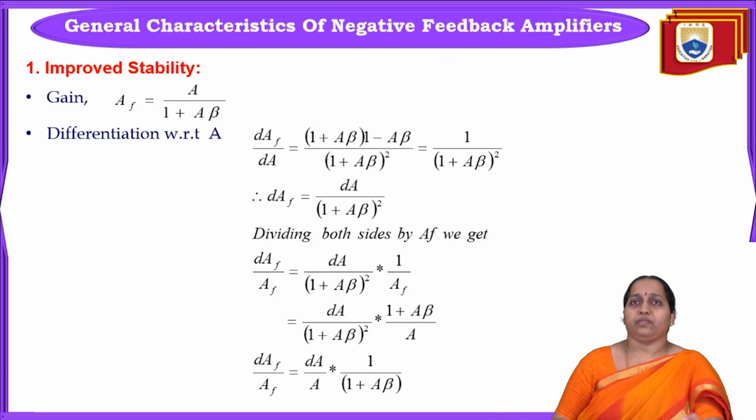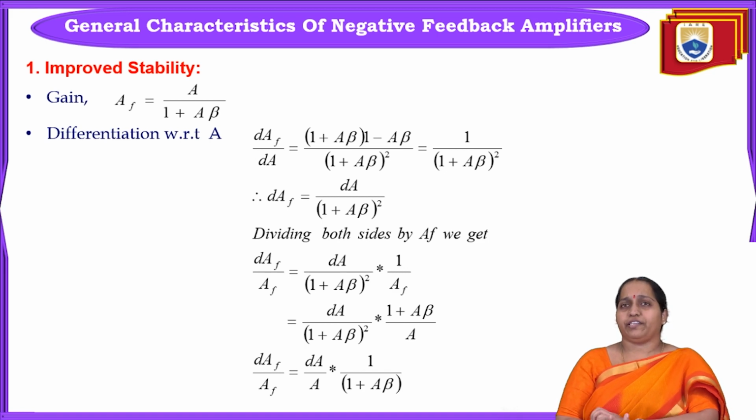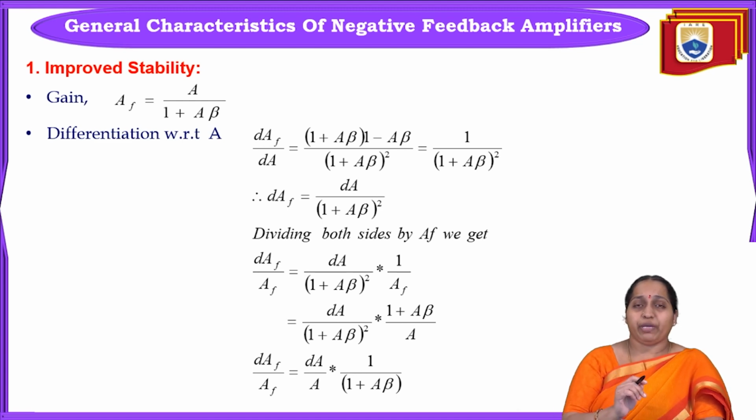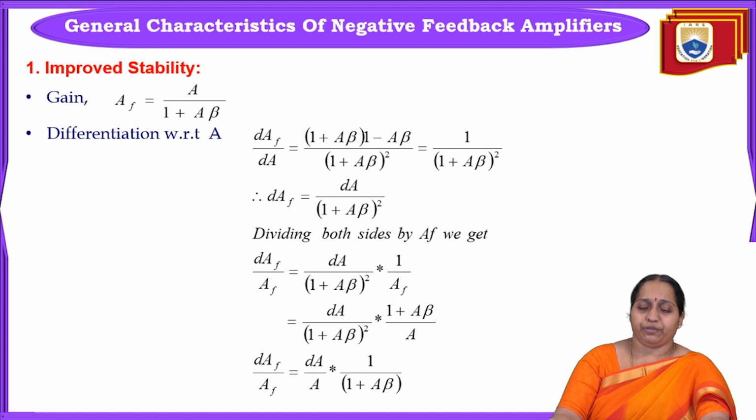Okay. So next thing is general characteristics of negative feedback amplifiers. Till now we have seen the four basic network connection types: voltage series, voltage shunt, current series, and current shunt feedback connections. Then we'll see the general characteristics of a negative feedback amplifier. First, we have improved stability using a negative feedback amplifier.